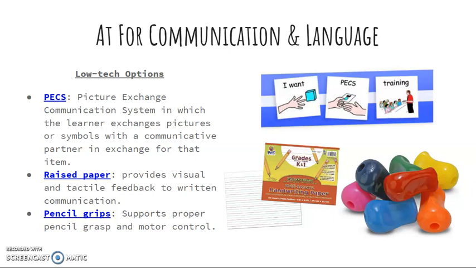Raised paper can be purchased to provide visual and tactile feedback to our students with autism if they struggle with their handwriting or with their motor skills. It supports written communication of our students with autism. Furthermore, pencil grips can be used to support proper pencil grasp and motor control if our students with autism have motor issues with fine motor or gross motor skills.